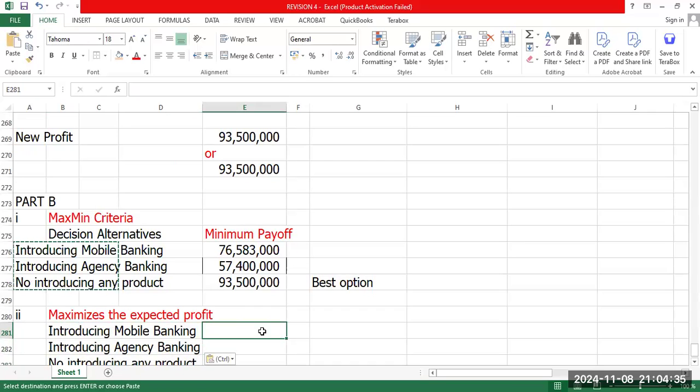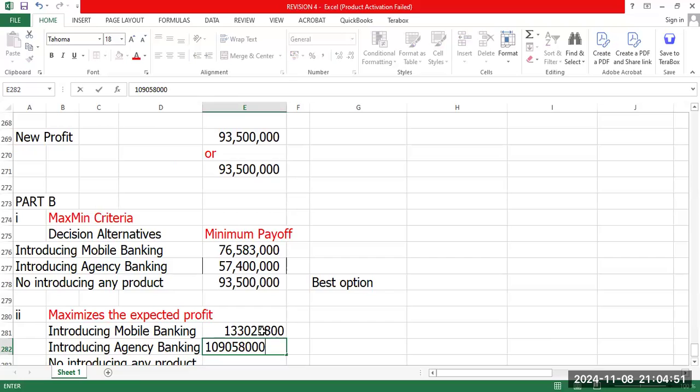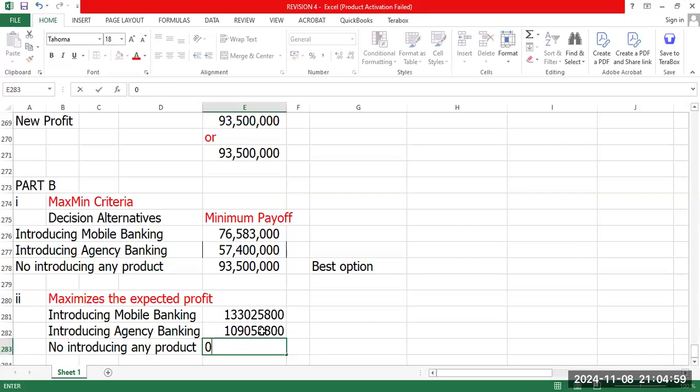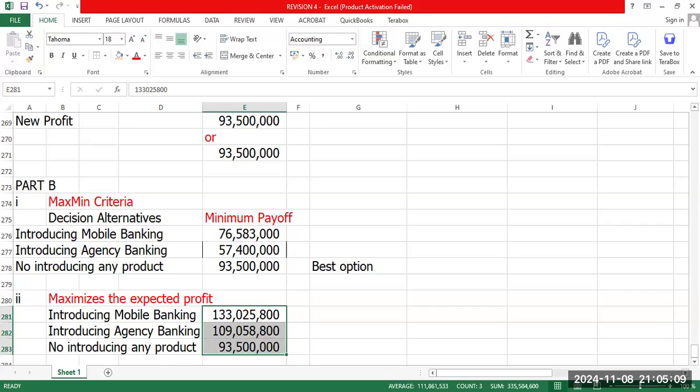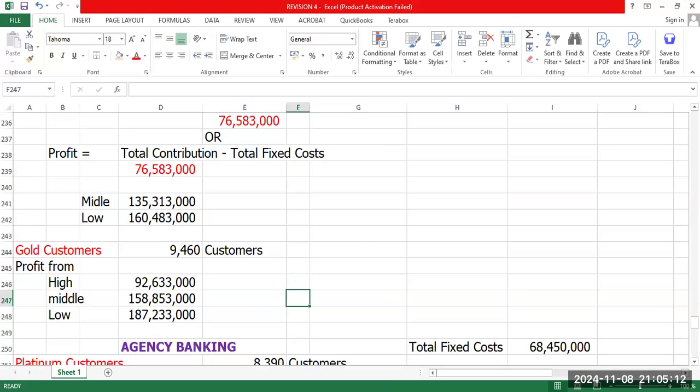The first one, how much? 133,250,800. Then the next is how much? 109,058. There is another 8. Then last is 993,500. Let me hope I copied the right figures. Are they the right figures?